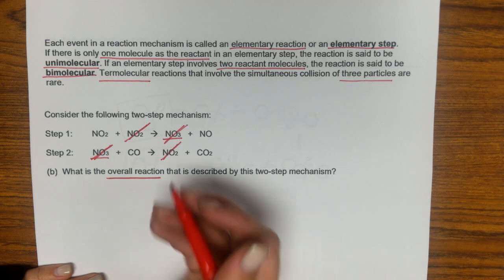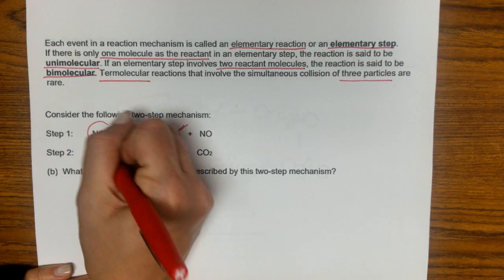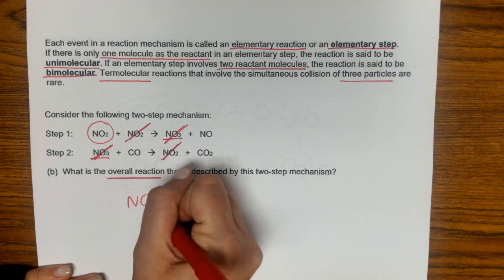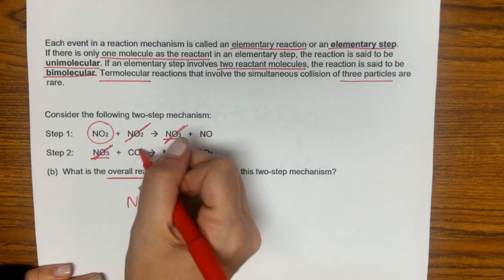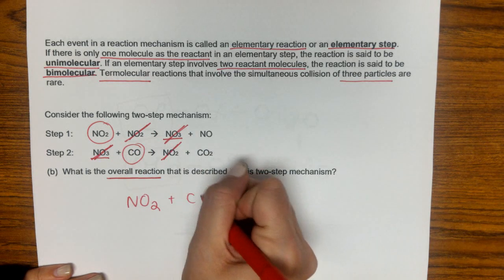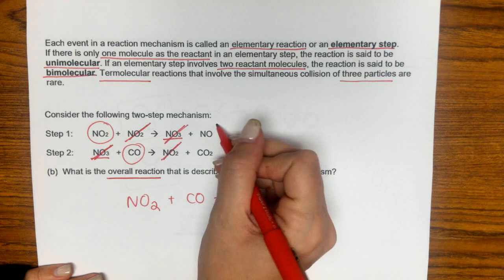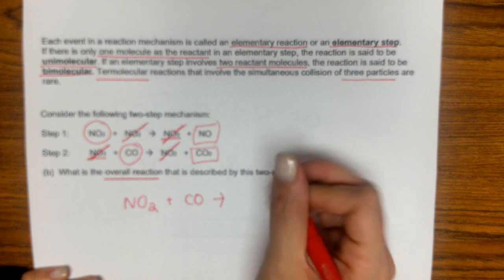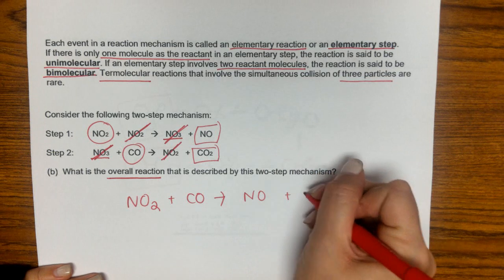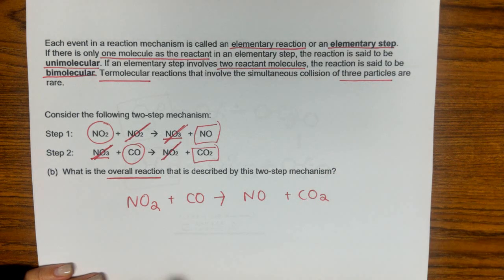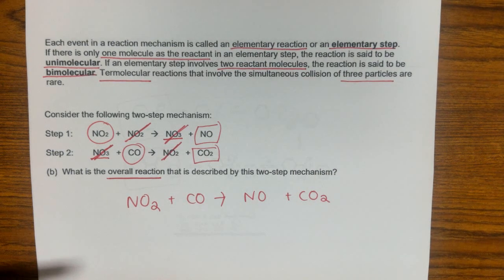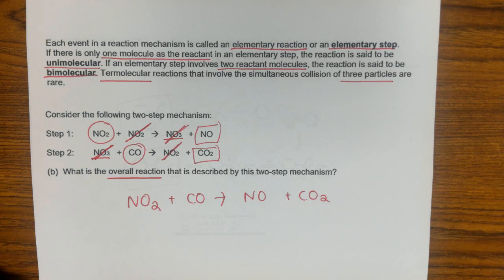And so our overall reaction is actually, we've got NO2, and then we also have CO as a reactant. And that will produce this and this. And so that's what you would see when you're looking at a normal equation, but really carbon monoxide doesn't come into play until the 2nd step. It is not involved in this 1st step at all. Okay.